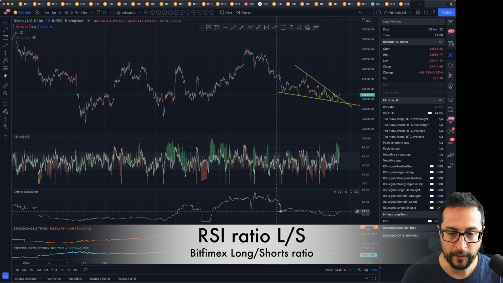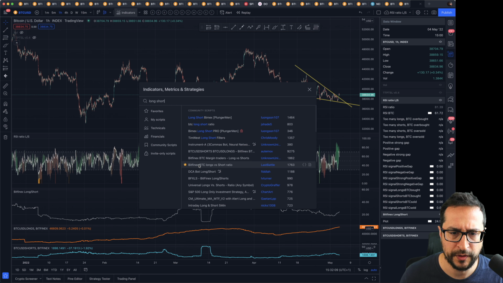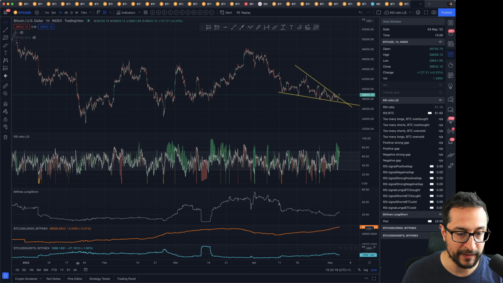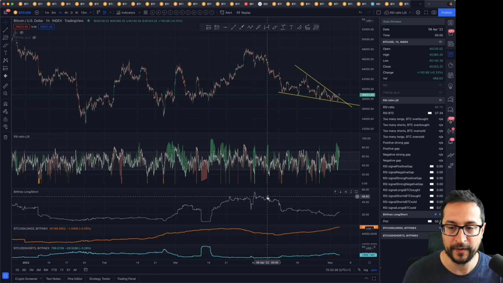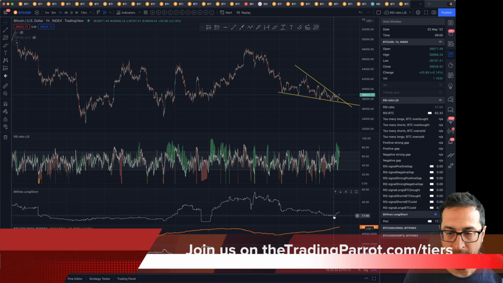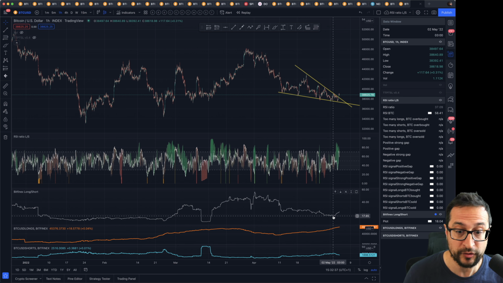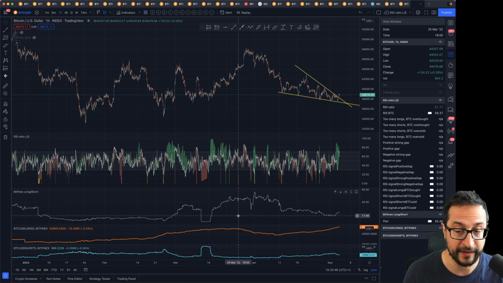A very good way to observe all this information is to use the Bitfinex long and short, which you can find right here, Bitfinex BTC longs versus shorts ratio. This indicator already gives us a lot of important information. For example, we don't want to be longing when everybody is longing. So if we cross above 50, 60% in this ratio, it means there are too many longs. And when we are bottoming here, it means there are too many shorts relative to the total number of players in the market. So this indicator is already for free. You can find it and it's extremely useful.